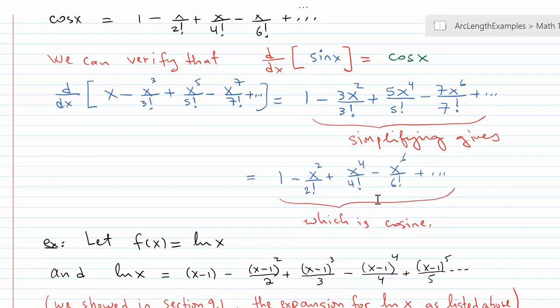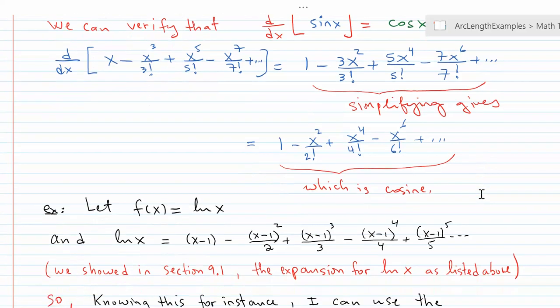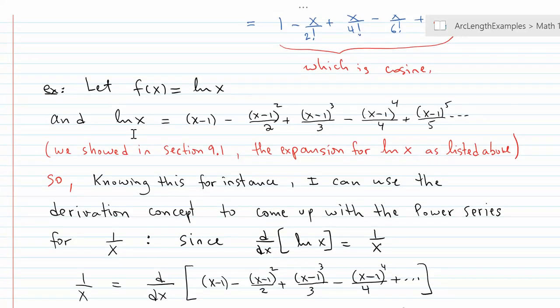All right, so we're going to try ln x. The Taylor expansion for ln x is given as such, and we showed this to be true in section 9.1. We did the expansion for ln x around c equals 1, because we could not do it around c equals 0, since the natural log of 0 doesn't exist. So that was the reasoning. We did this in the notes, so you can go back and refresh your memory on that. That's what it looked like.